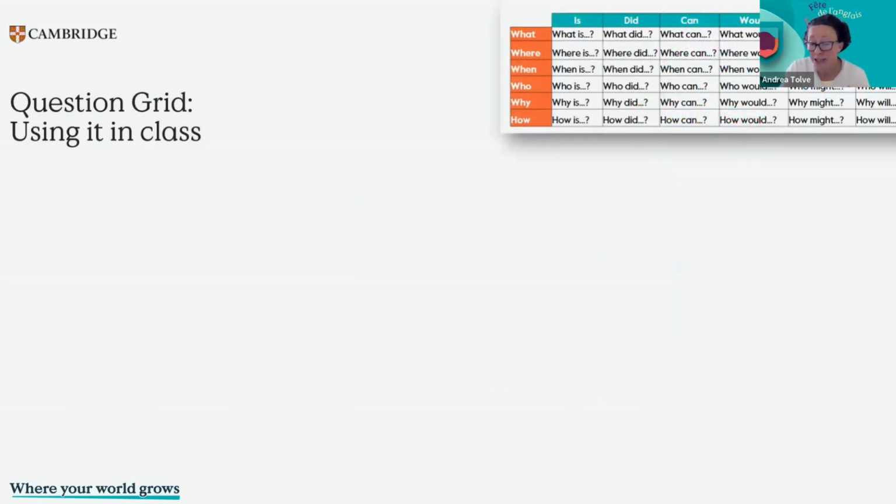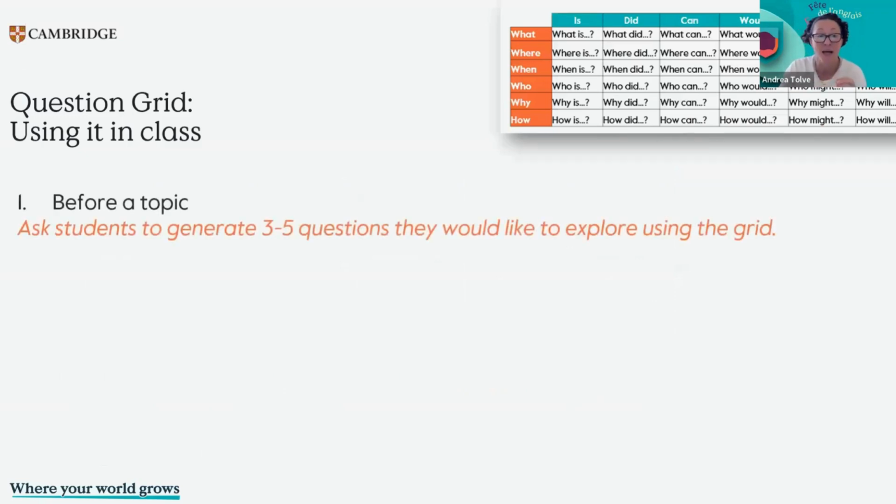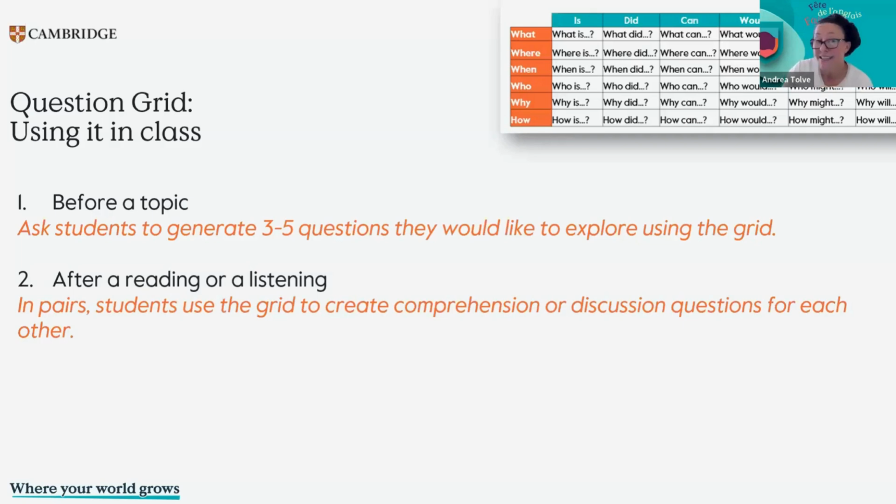So question grids, using it in class. When could we use it? Just some ideas here. We could use it before a topic. Say to students, for example, I want you to generate 3 to 5 questions that you would like to explore using the grid. You could do it after a reading or a listening. So you could then ask your students in pairs using this grid, create comprehension or discussion questions for each other. So they're generated questions to ask the rest of the class.